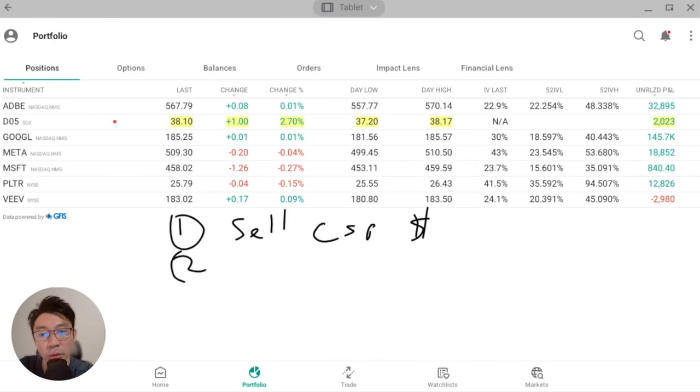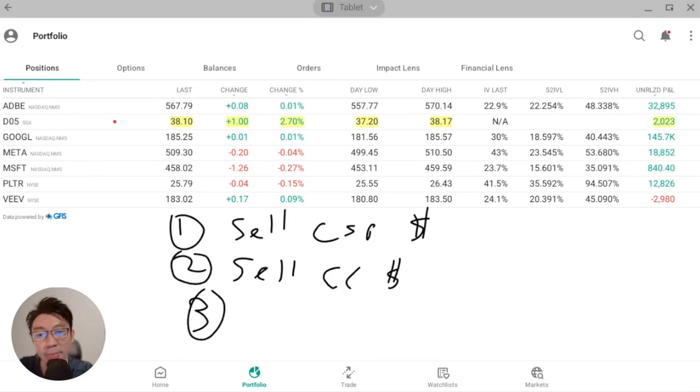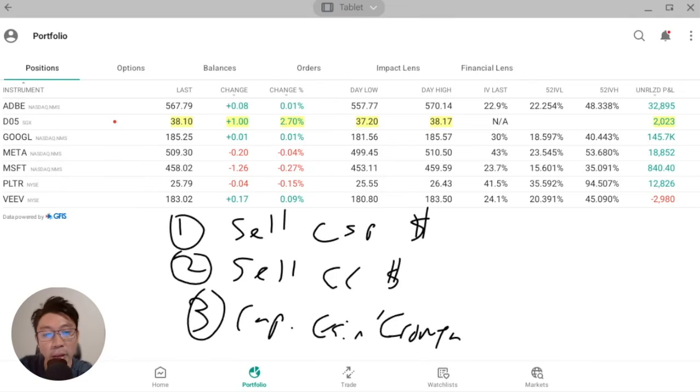Number two, you sell the covered call. When you sell the covered call, you also get some premium in the form of income. But number three is what's generally missing from most people, and that is the capital gain. Capital gain for me is quite important for the account, because this is where you get growth, whereby if the stock goes up, you profit from the gain of the stock as well.